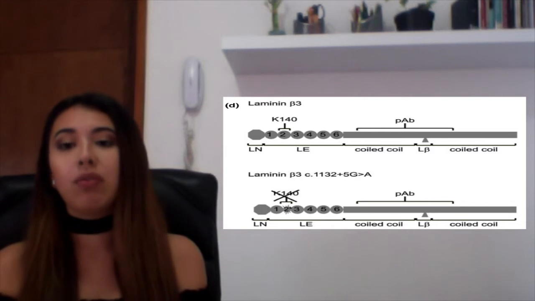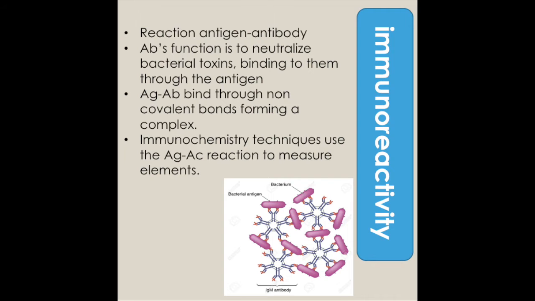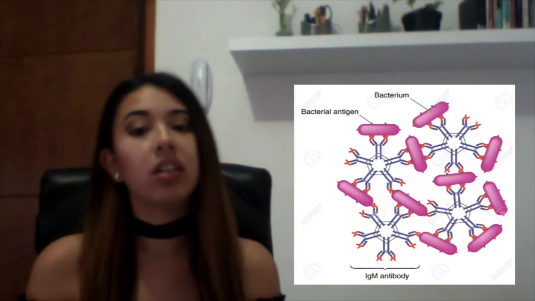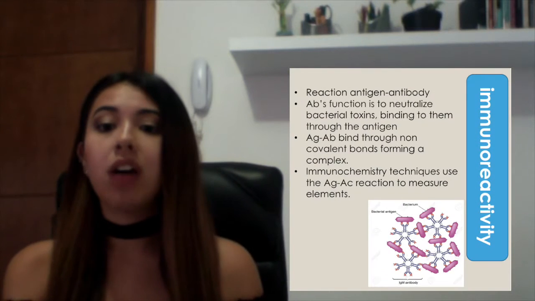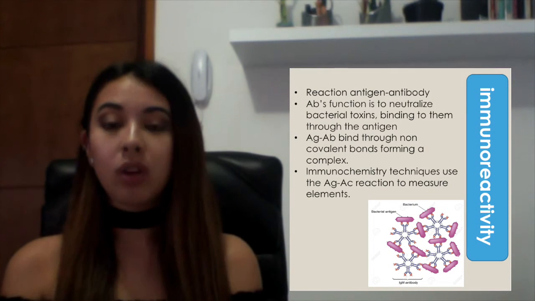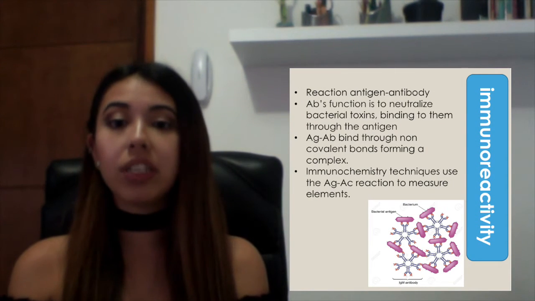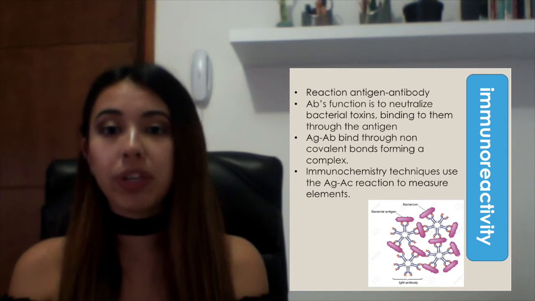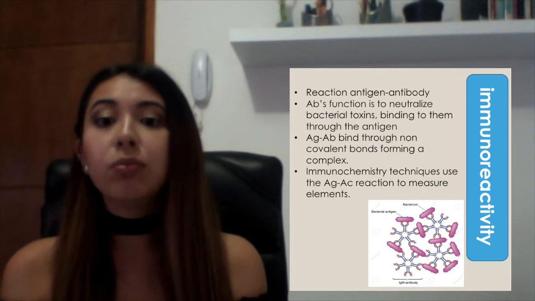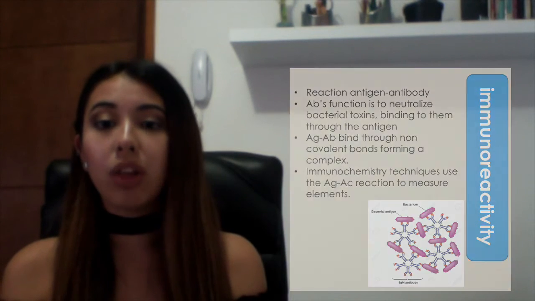identified by the K140. Now, when we talk about immunoreaction, we're referring to the interaction between an antigen and an antibody. These two usually bind together by non-covalent bonds. Also, some immunochemistry techniques use the antigen-antibody reaction, its properties, or consequences to measure the presence of a certain molecule.